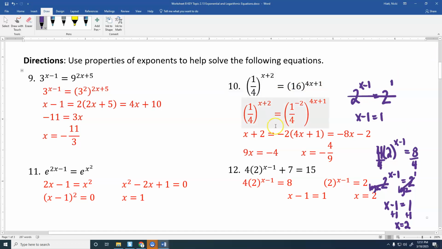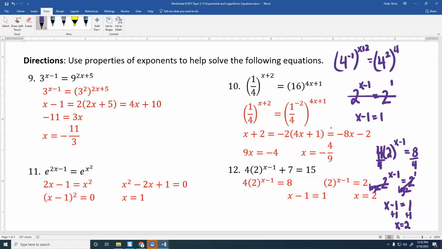Also, he went with 1/4 on both of those. I bet you guys did not do that, did you? Did you guys do like 4 to the negative 1 to the x plus 2 equals 4 squared to the 4x plus 1, like that? Or you could use 2's also if you wanted to. I would do it this way instead of the way that he did it, because I really don't like negative. I don't like 1/4 to the negative 2, but you should get the same answer, I think, there.